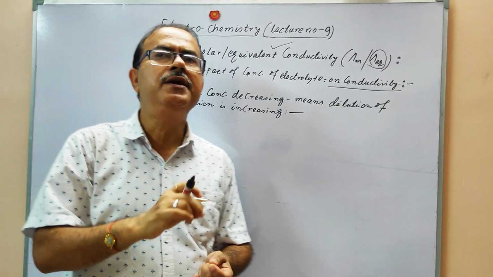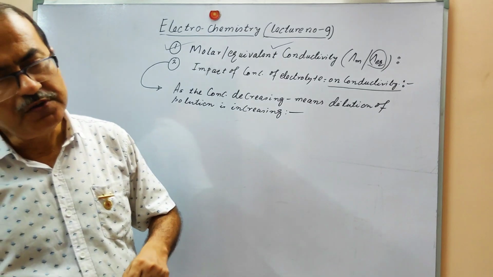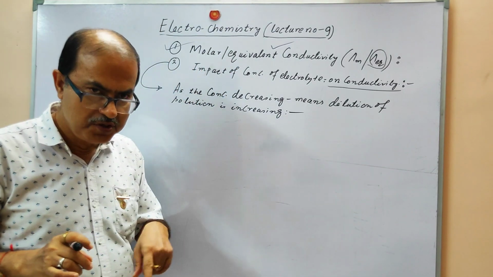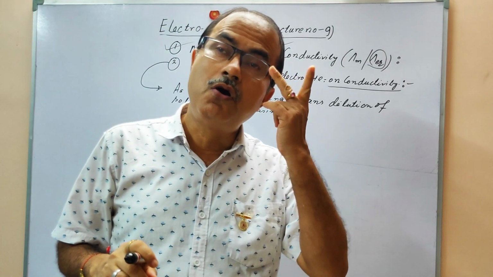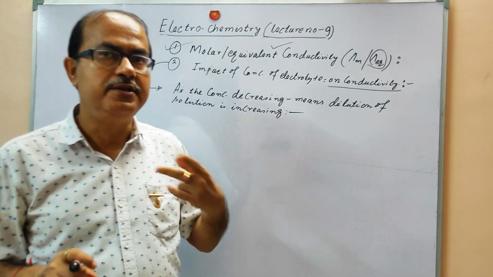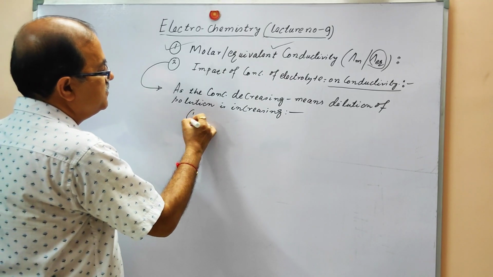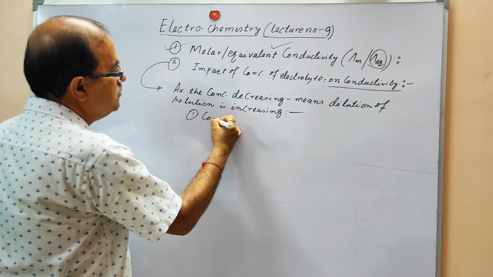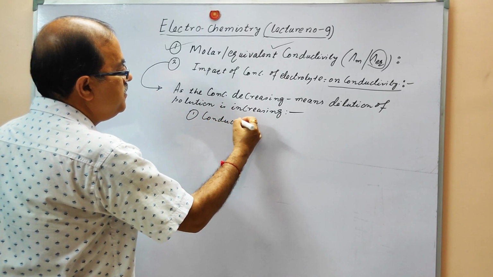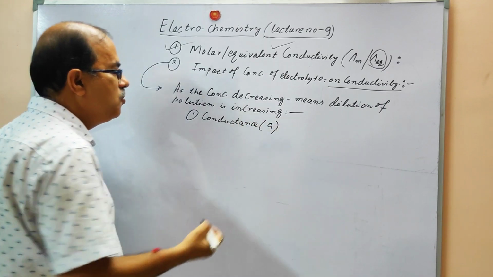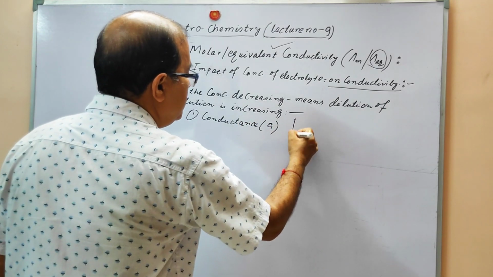Means we are diluting the solution by adding water, which means the concentration of the solution is decreasing. Then what is going to happen to the conductance? Conductance, that we know, is represented by G. Conductance is going to increase.